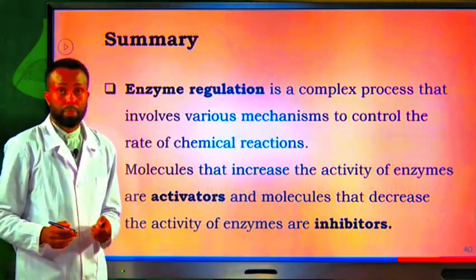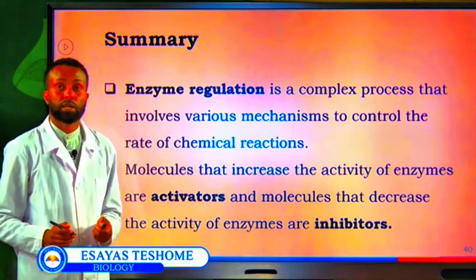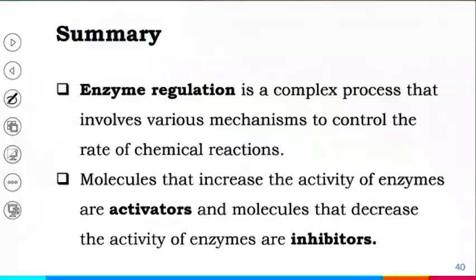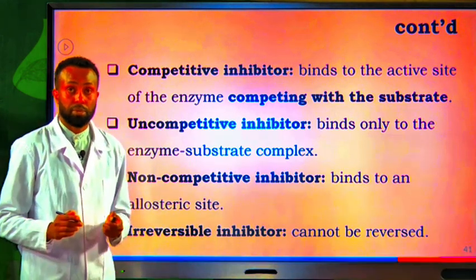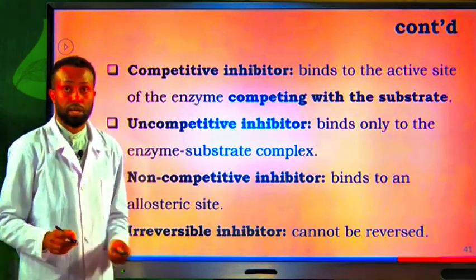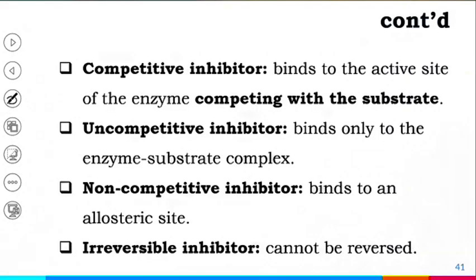As a summary, enzyme regulation is a complex process that involves various mechanisms to control the rate of chemical reactions. Molecules that increase the activity of enzymes are activators, and molecules that decrease the activity of enzymes are inhibitors. Competitive inhibitors bind to the active site of the enzyme, competing with the substrate. An uncompetitive inhibitor binds only to the enzyme-substrate complex. A non-competitive inhibitor binds to an allosteric site. An irreversible inhibitor cannot be reversed.